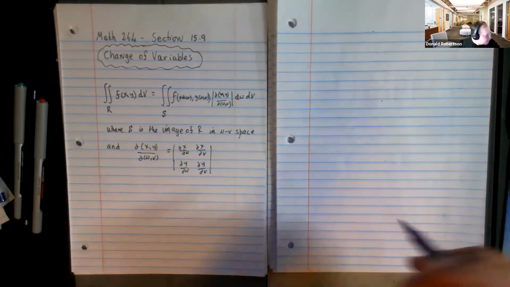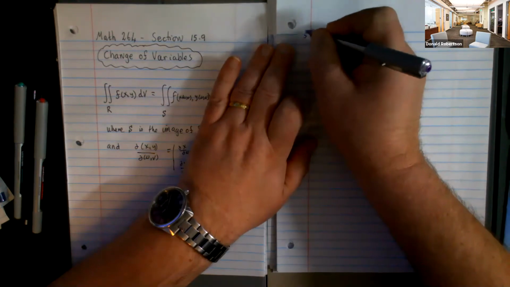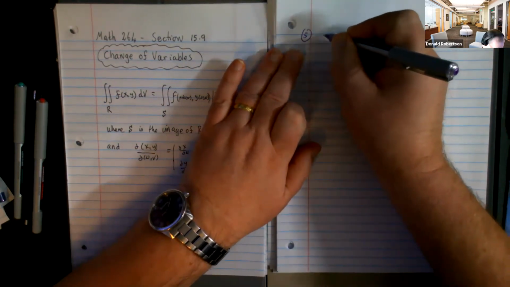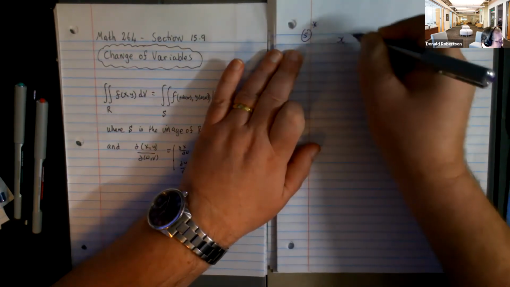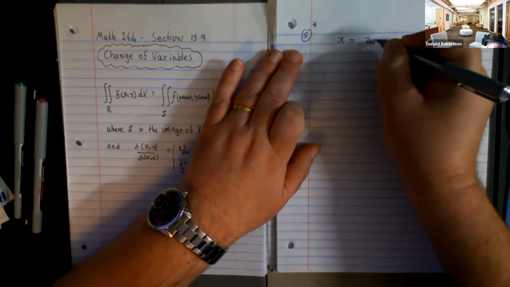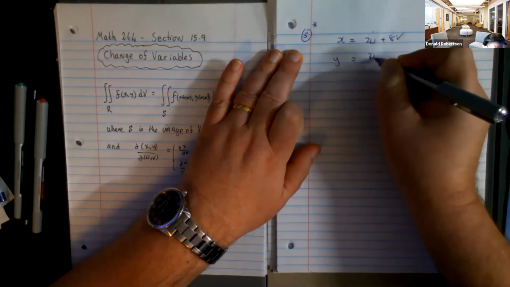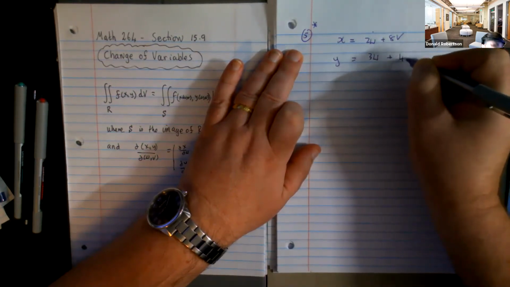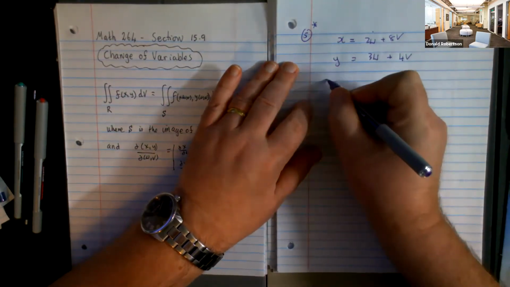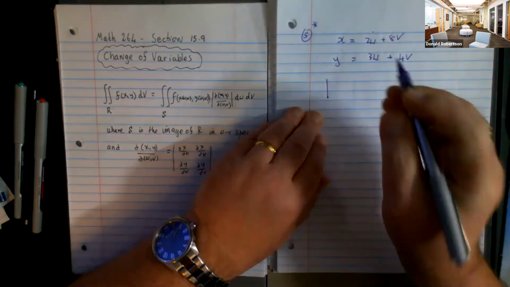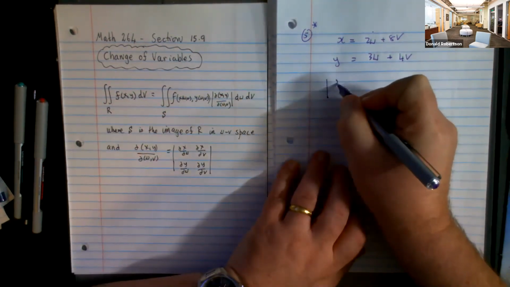Oh, here's one with a number, just to show you you can get numbers. So version 5: x is 2u plus 8v. y is going to be 3u plus 4v.